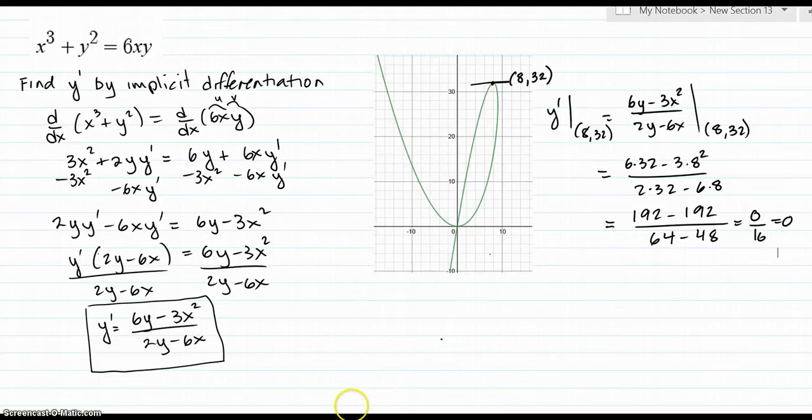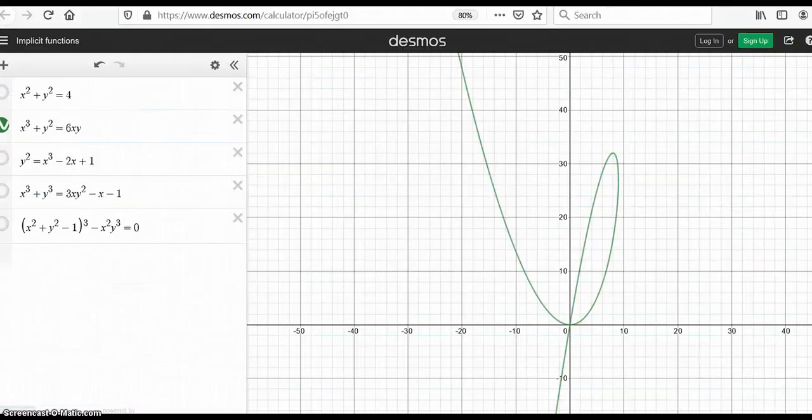So if you want more practice, if you want to check out some of these implicit differentiations, you can go to Desmos on your own, and you can try some of these other ones. Or you could type in your own.